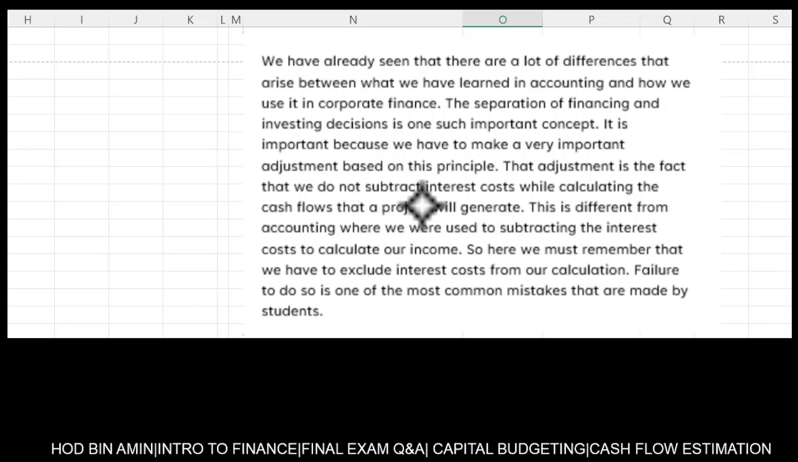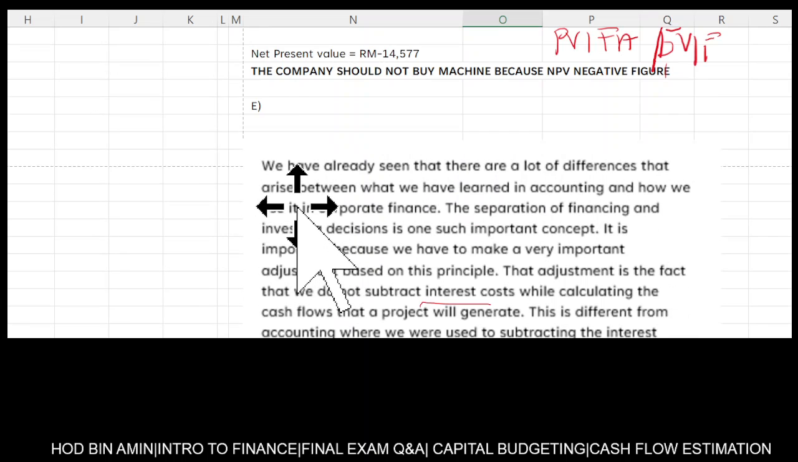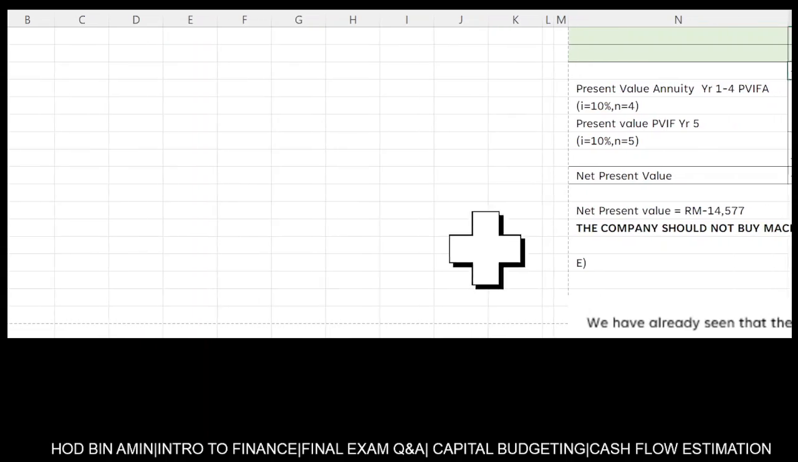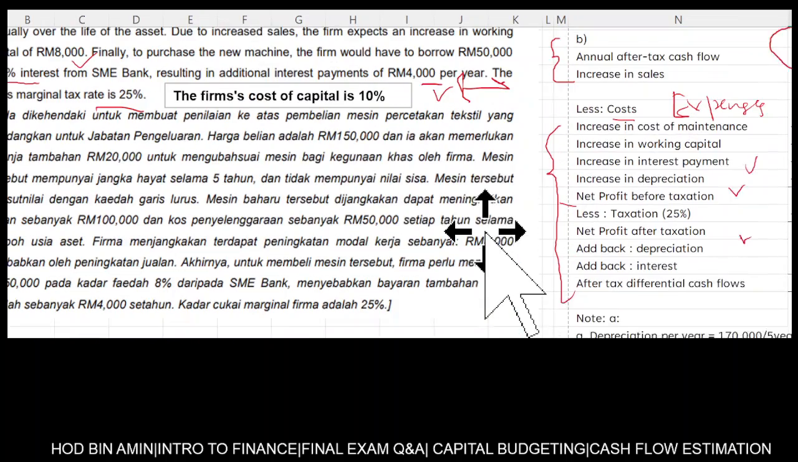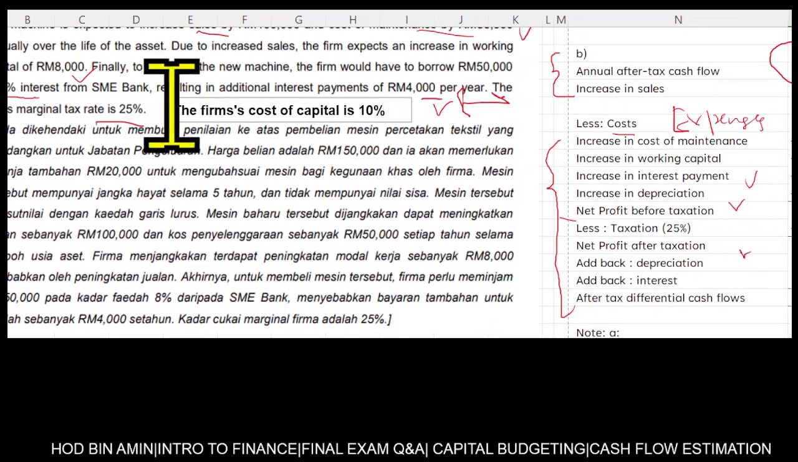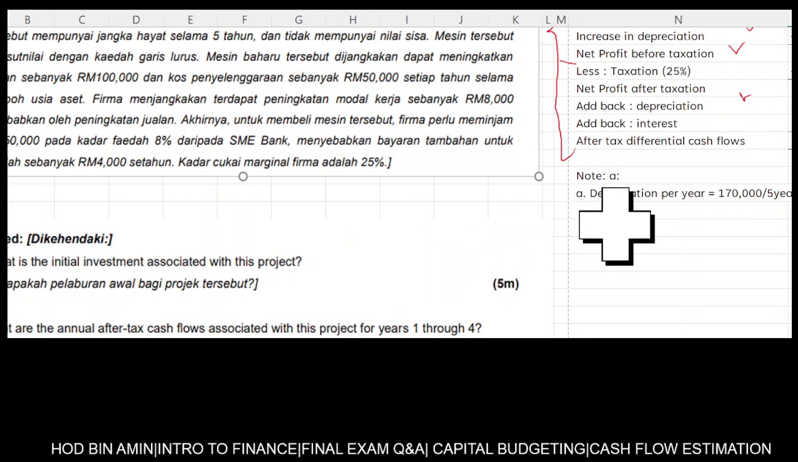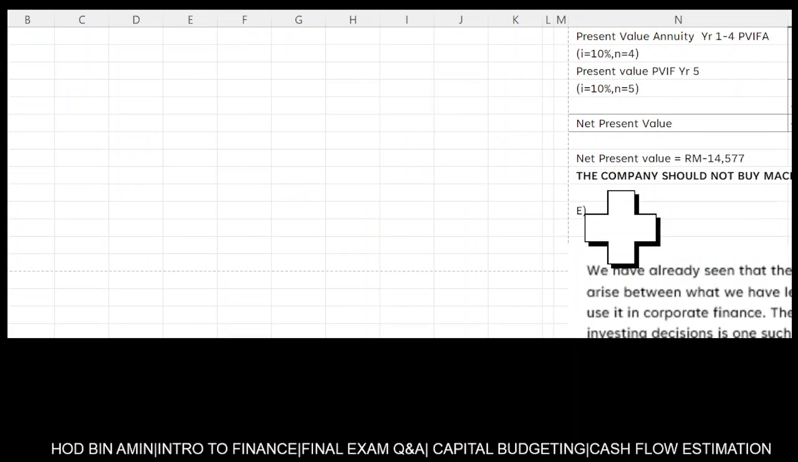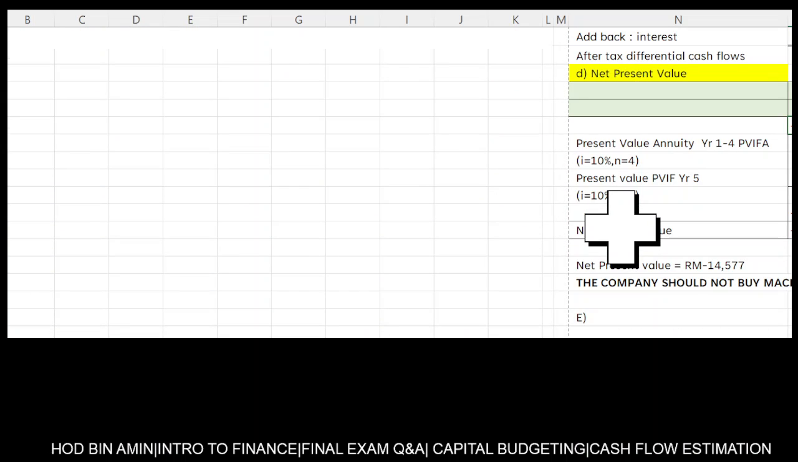So remember that to calculate the income tax, we have to include the interest. But if we want to calculate the financing, we have to exclude the interest because we already consider the cost of capital of 10%. And the firm's cost of capital is 10%. Then we have to exclude the interest and also the depreciation.